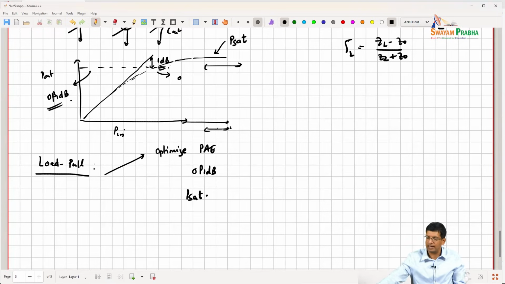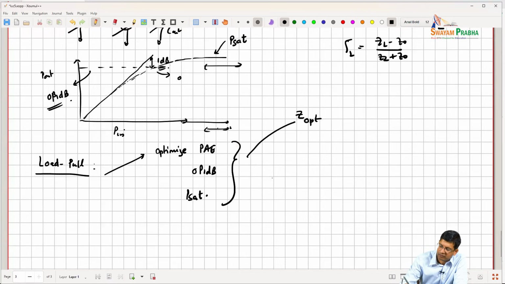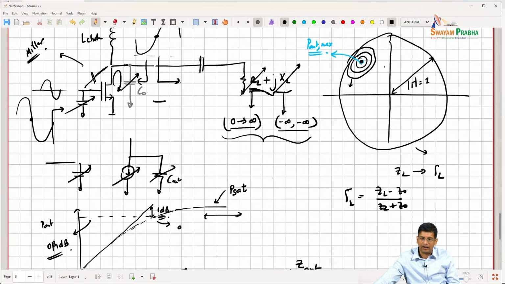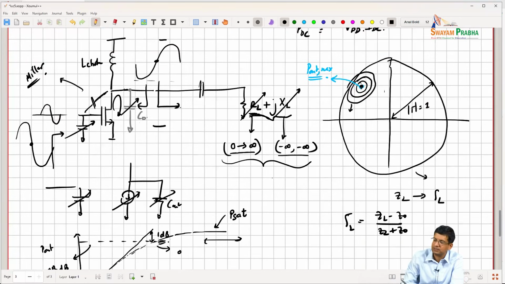So let's say that at the end of it, whichever metric we ended up with, we got a certain Zopt. But the intuition of the load line, which is that the PDC is VDD squared divided by RL, stays. So you can see that if I consider this point on the Smith chart, the real part is going to be quite small, right, or smaller than 50 ohms.